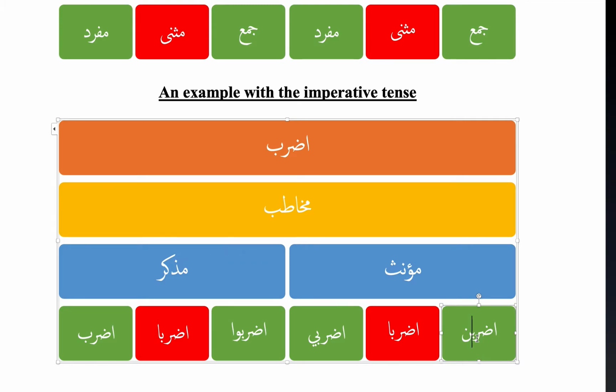For example, مثلا إجلس إجلسا إجلسوا إجلسي إجلسا إجلسنا. Another example, مثلا أقتل أقتلا أقتلوا أقتلي أقتلا and أقتلنا مثلا. Another example, إذهب إذهبا إذهبوا إذهبي إذهبا إذهبنا. Good. وعلى ذلك قس. طيب.